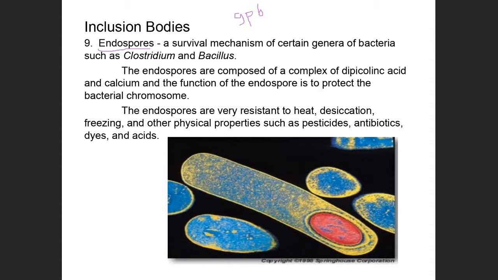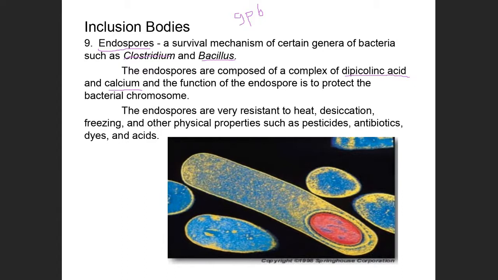The endospores are a survival mechanism for the bacteria that are gram positive. Not all gram-positive bacilli have them. The two genera that are most important to us from a clinical, medical perspective are Clostridium and Bacillus, right? It's a survival mechanism, mostly because the outer covering of an endospore is composed of dipicolinic acid and calcium. And that makes these endospores resistant to heat and desiccation and freezing and all kinds of chemicals, right?